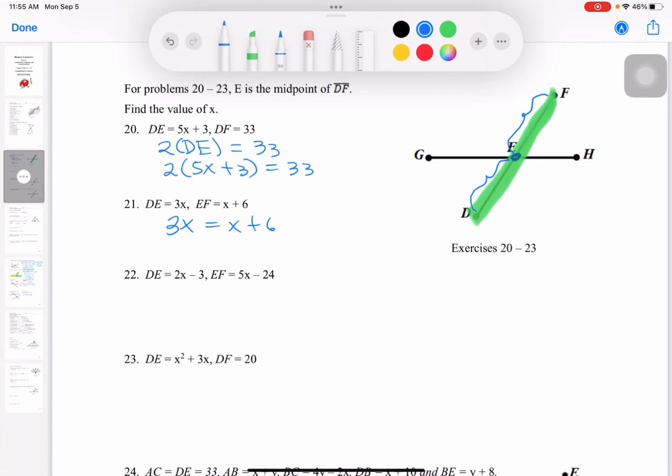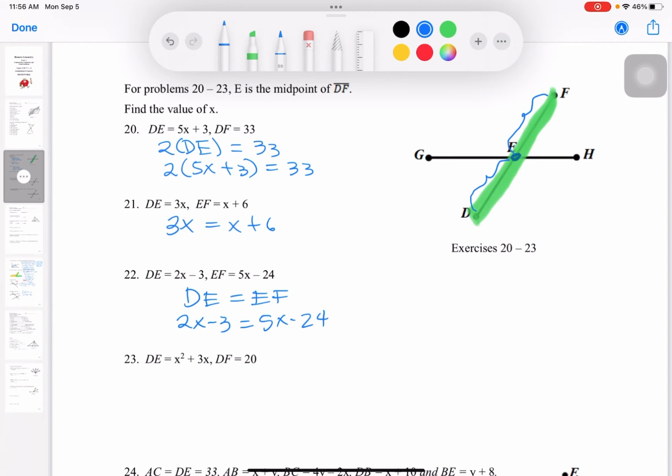Number 22, DE is equal to 2x minus 3 and EF is equal to 5x minus 24. The length of DE is the same as the length of EF. I have to write that down. DE is the same as EF because E is the midpoint of DF. So DE is represented by 2x minus 3 and EF is represented by 5x minus 24 and they are equal. Go ahead and solve for x.